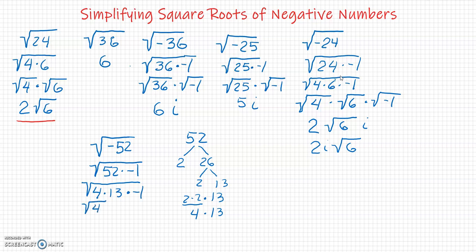Square root of 4 times the square root of 13 times the square root of negative 1. So that leaves us with 2 times the square root of 13 times i. Final answer, 2i times the square root of 13.